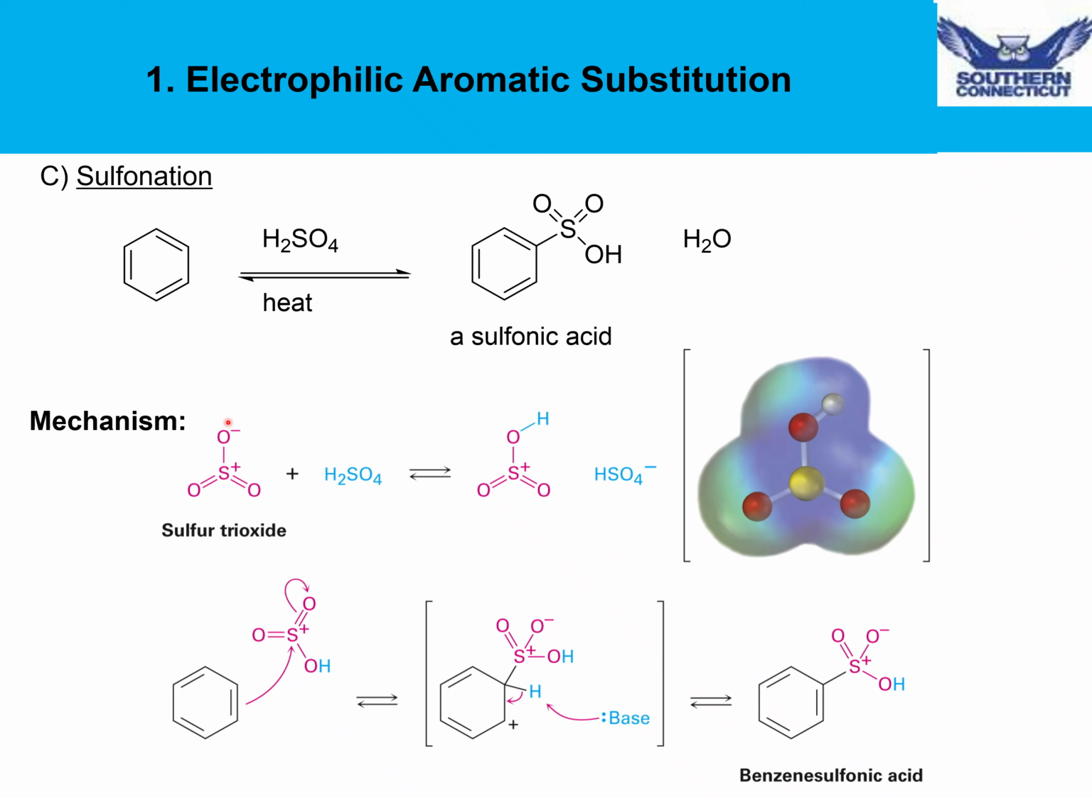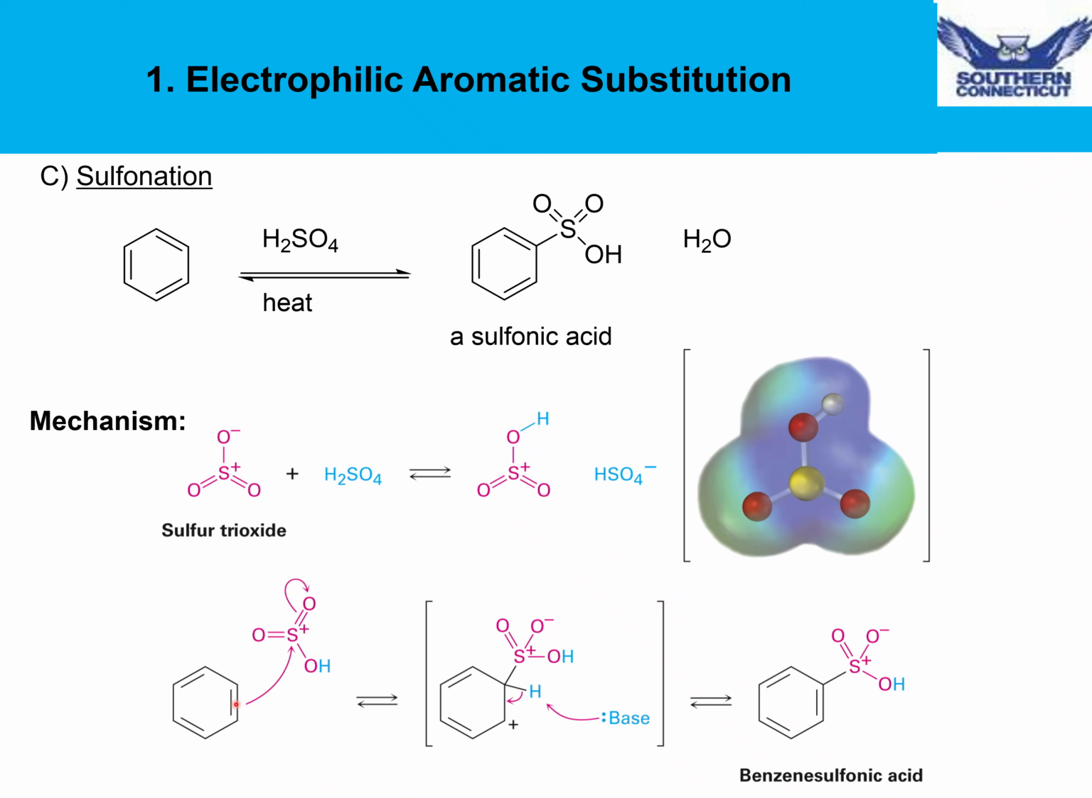Here's the mechanism for the sulfonation reaction. It starts off with sulfur trioxide, which, by the way, is made by reacting two molecules of sulfuric acid. So when the two react, an OH group is removed from a sulfuric acid to make this sulfur trioxide. Sulfur trioxide is often used in the mechanism as the electrophile, but in this case, we're going to use a protonated version of it. So sulfur trioxide will react with sulfuric acid to form this protonated version of sulfur trioxide.